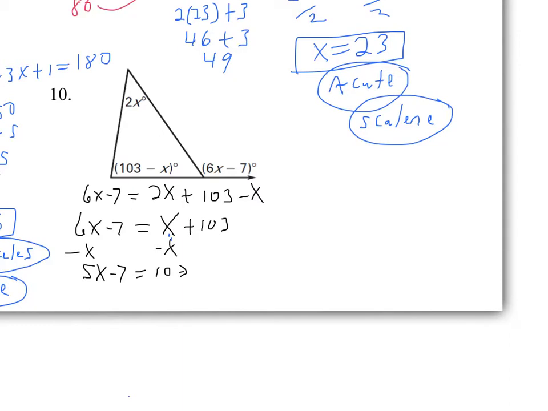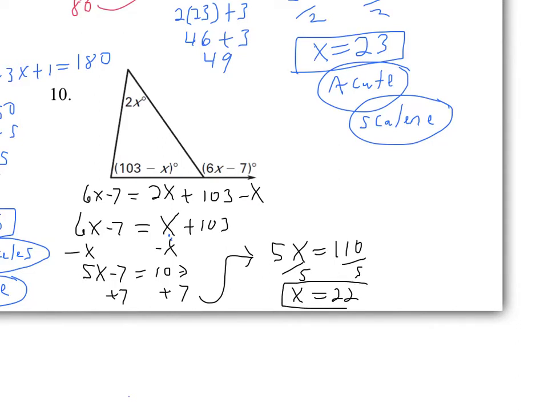Then I would add 7 to both sides. So I get 5x equals 110. Divide by 5, and x equals 22. So x equals 22. All right. So if x is 22, 2 times 22 for this upper angle is going to be 44.